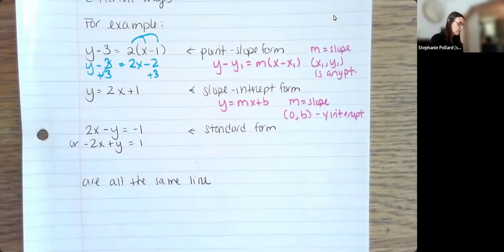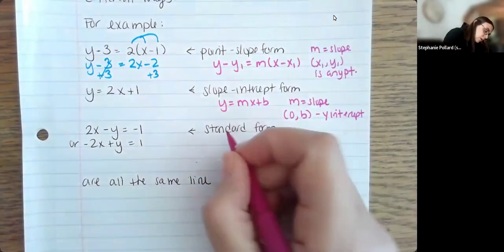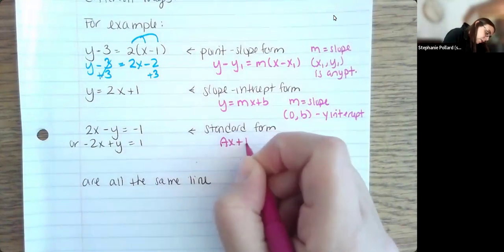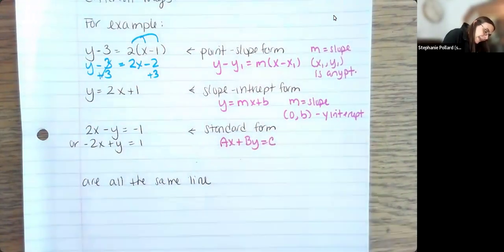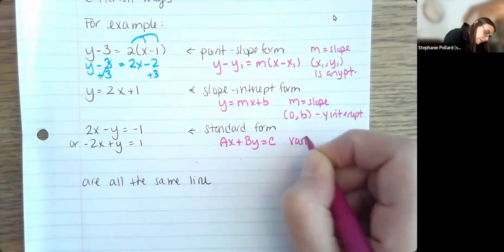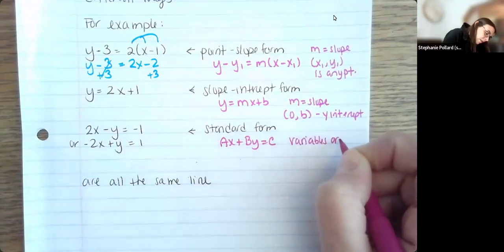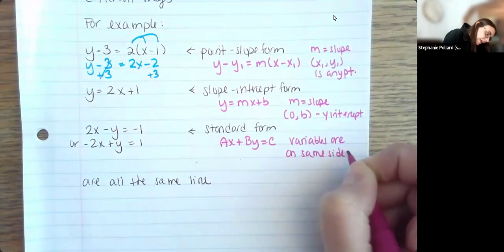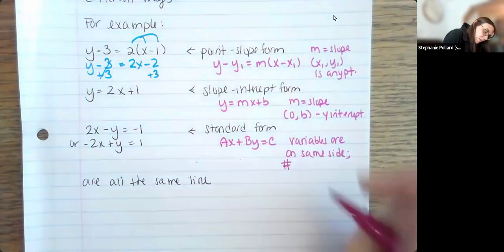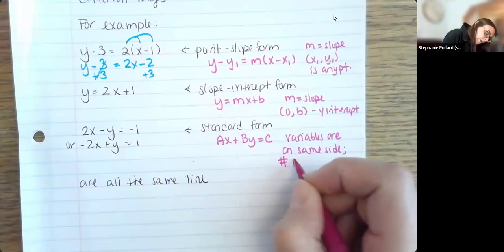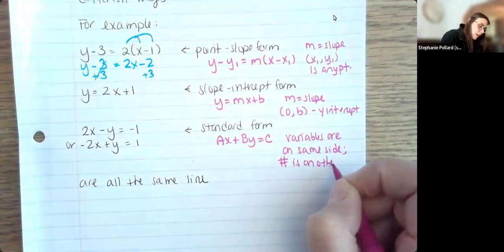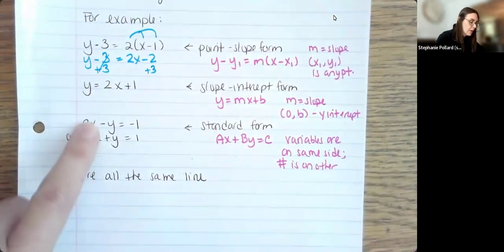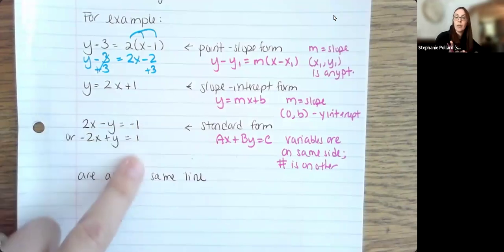So how did we get to standard form? Well, basically in standard form, you want your variables on the same side. So you have ax plus by equals c. And again, the big thing here is that your variables are on the same side and your number, or whatever this constant is, is on the other. So if you notice in these two forms here, you have the variables on one side and you have just the number on the other.